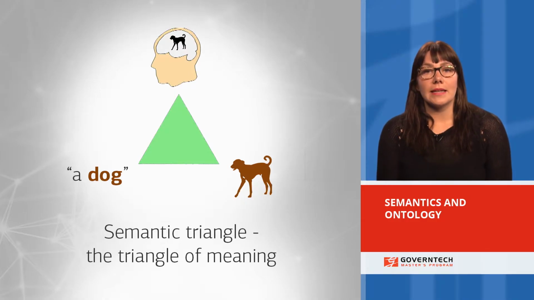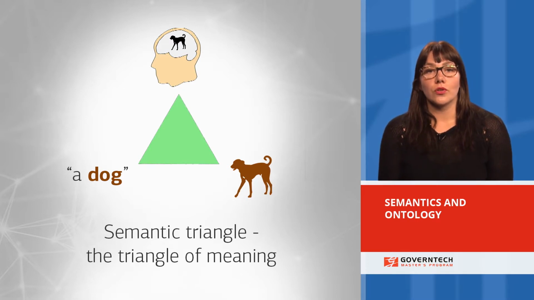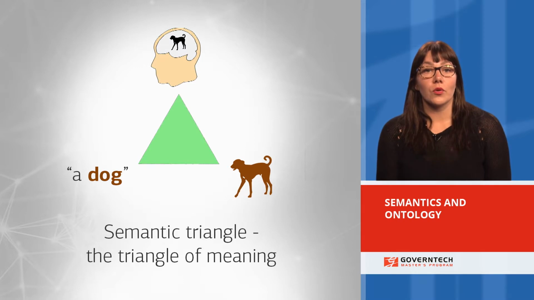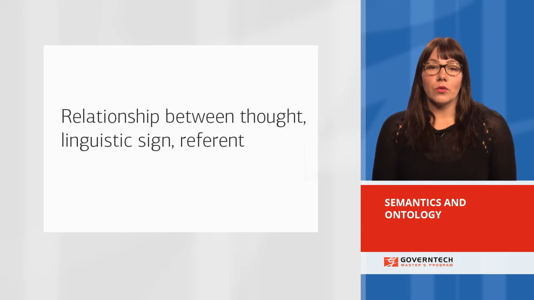In the field of semantics, we talk about the semantic triangle, which is sometimes also called the triangle of reference or the triangle of meaning. It can be traced back to Aristotle, and it was published about in The Meaning of Meaning in 1923 by Ogden and Richards. This is a model that describes the relationship between thought, or reference, a linguistic sign, and the referent, the things they try to represent, refer to.